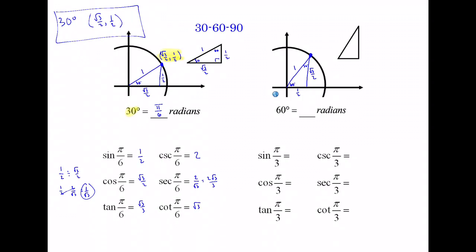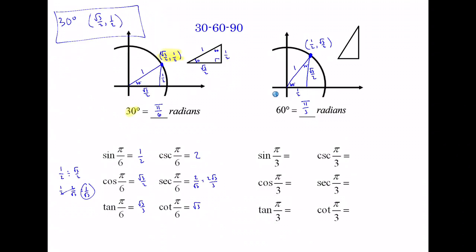So the ordered pair for a 60 is very similar to the 30 because it's the same triangle. It's just now that the x value is 1/2 and the y value is square root of 3 over 2. 60 degrees is a third of 180, so that's pi over 3. And these values you're going to be seeing are very similar to your 30 degree because we're dealing with the same triangle. It's just now we're looking at different ratios because we're looking at a different angle.